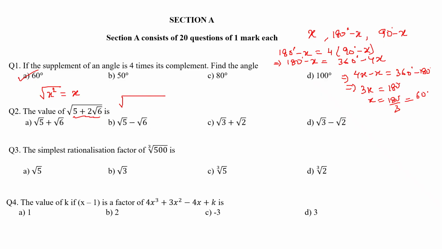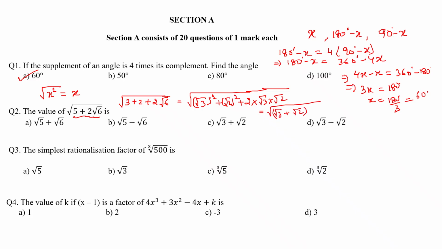Okay. So what I can do, 5 I can write as 3 plus 2 plus 2 root 6. And you can see here this 6 is nothing but the product of 3 and 2, isn't it? So further I can write it as root 3 whole square plus root 2 whole square. See, root 3 whole square will give me 3, root 2 whole square will give me 2, plus 2 into root 3 into root 2. Now after that, it is in the form of a square plus b square plus 2ab, which can be written as root of root 3 plus root 2 whole square. And root of root 3 plus root 2 whole square will be root 3 plus root 2. So C is the correct option.